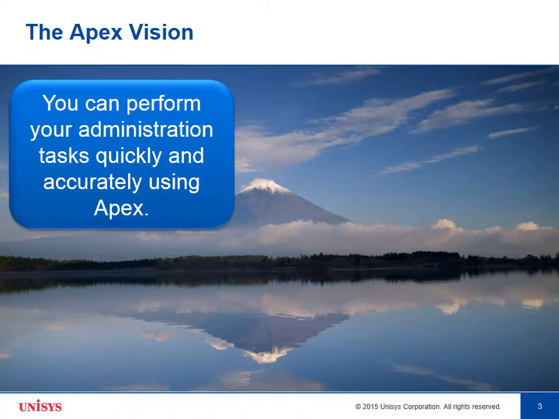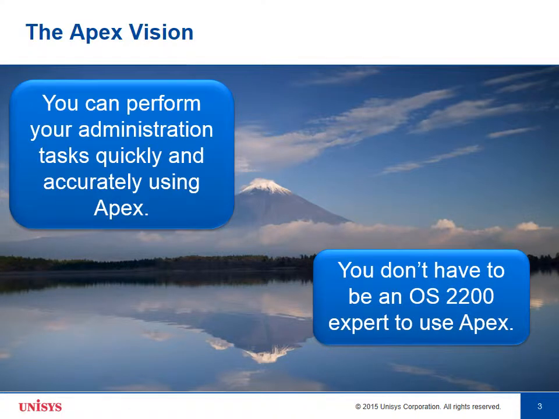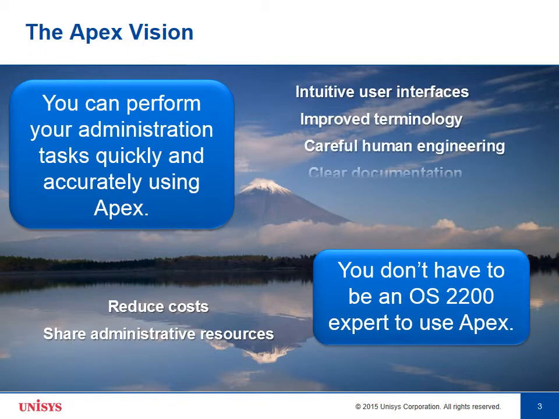The ultimate goal of Apex is to enhance the administration of the OS 2200 system to the point that a less experienced user can effectively manage the system. This will let data centers reduce costs by using shared resources for administrative tasks across the heterogeneous data center. Intuitive user interfaces, improved terminology, careful human engineering of the outputs, and clear documentation in a secure architecture. These are all factors in addressing the goal of making both experienced and new administrators more productive.